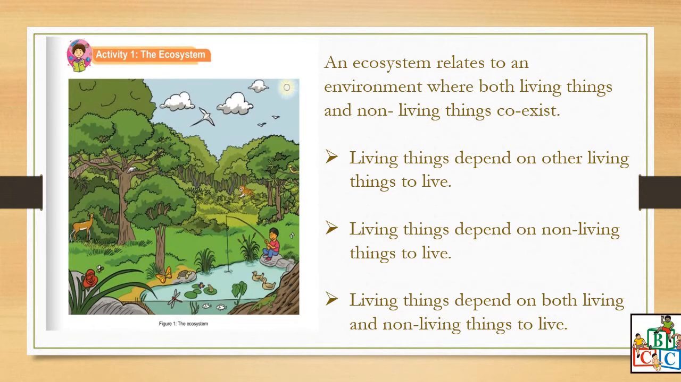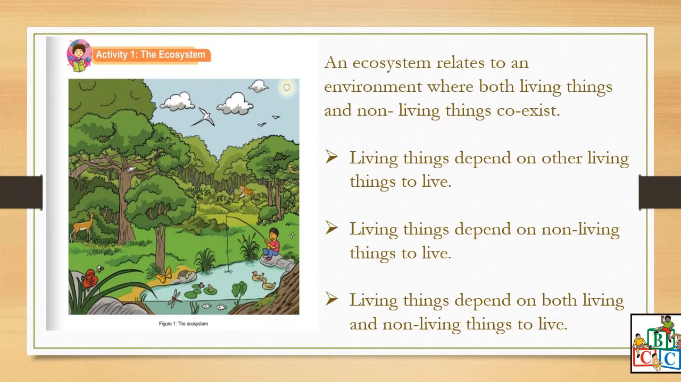Let us start, as you can see on the screen. You have the picture taken from your book, the ecosystem. You can see forests, you can see non-living things and living things together. So this is what is called an ecosystem. It relates to an environment where both living things and non-living things coexist and all depend on each other.